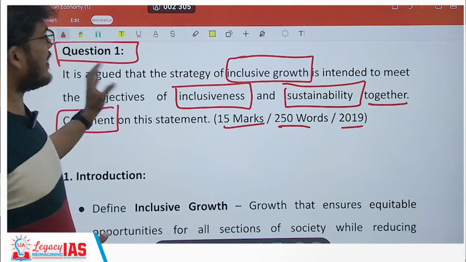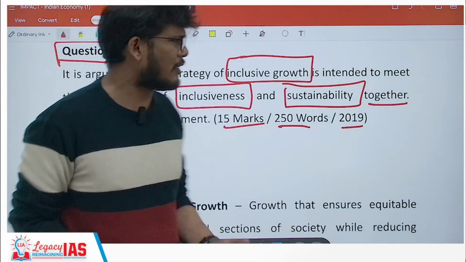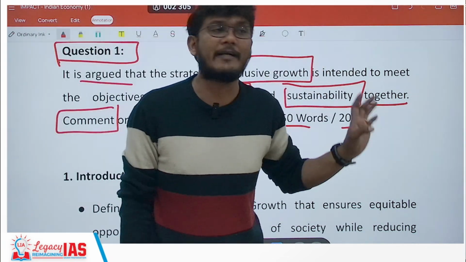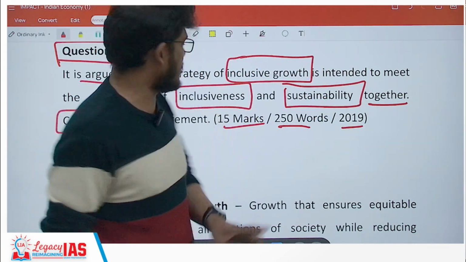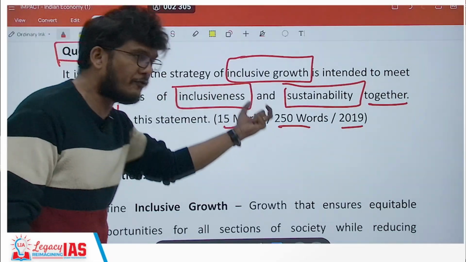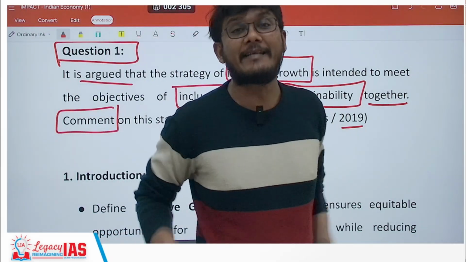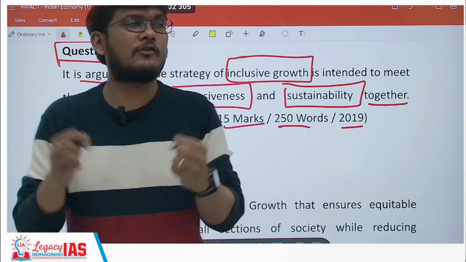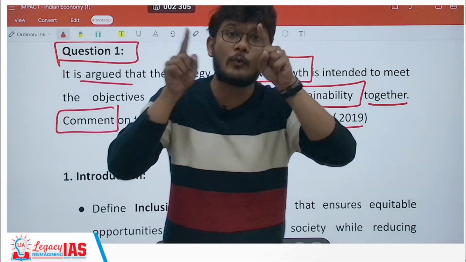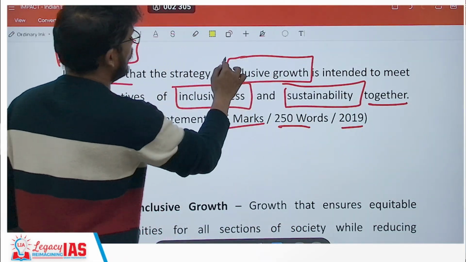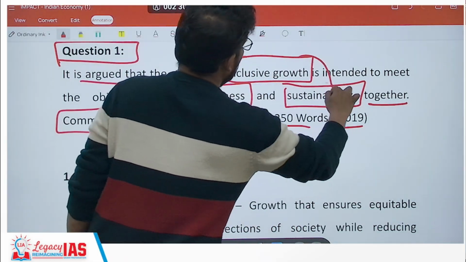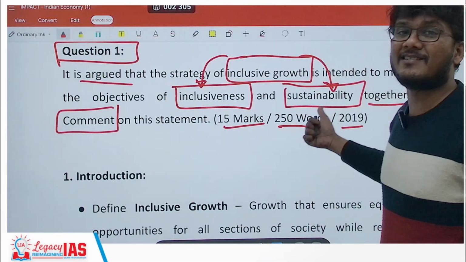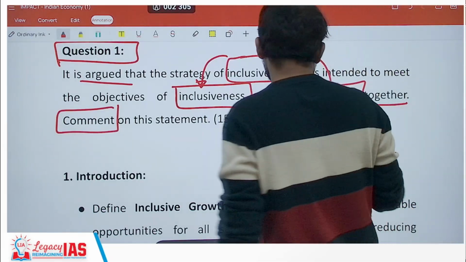This question says that it is being argued, it is being said by people, the economists or whomever it is, that the strategy of inclusive growth is intended to meet the objectives of inclusiveness and sustainability together. Means it is not going separately, it goes hand in hand. The objective is to meet inclusiveness and sustainability together. So when you are answering inclusive growth points, you have to answer both with respect to inclusiveness as well as sustainability. Correct?